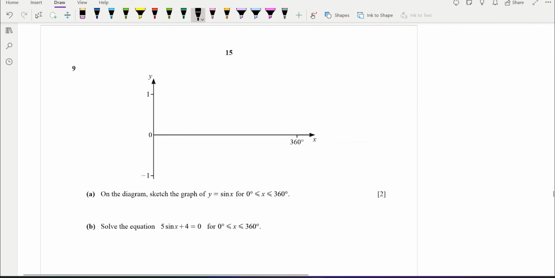Now question number 9. This grid is provided, axes are provided. A part: on the grid diagram, sketch the graph of y equals sine x for 0 to 360. So in the middle we can take the middle point like this one, and this will be 180, and the middle of 0 and 180 will be 90, and the middle of 180 and 360 will be 270. Now we need to sketch the graph.